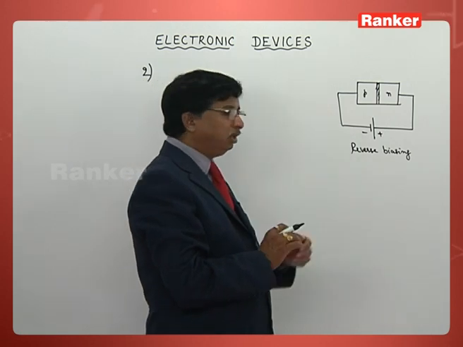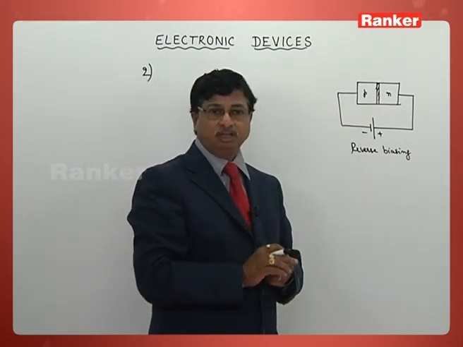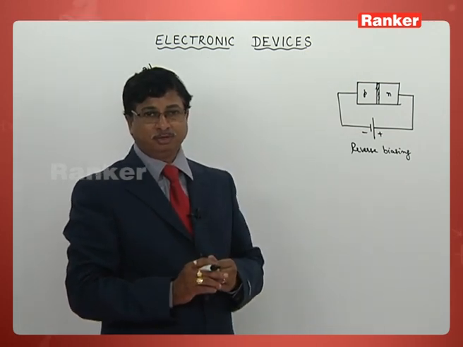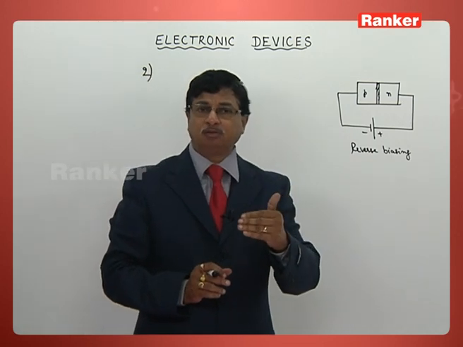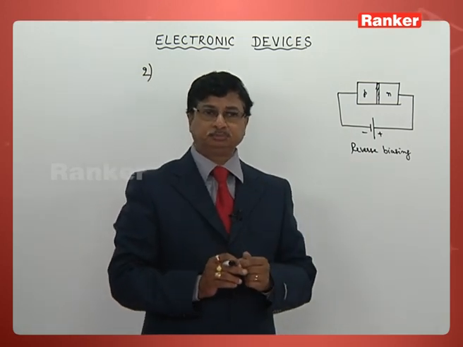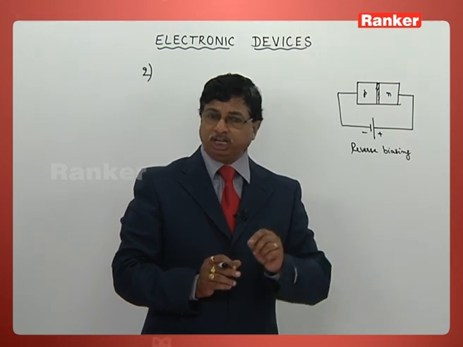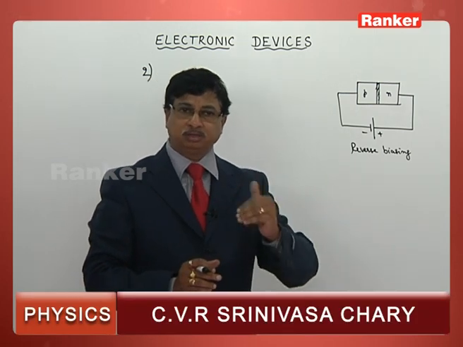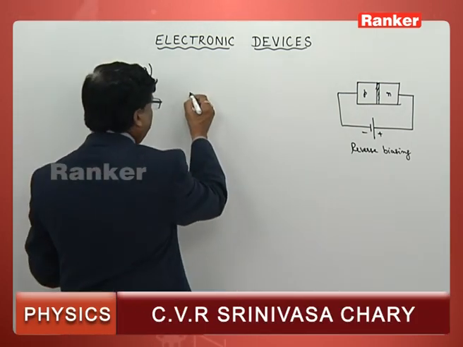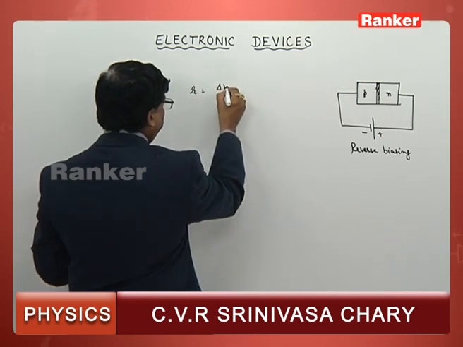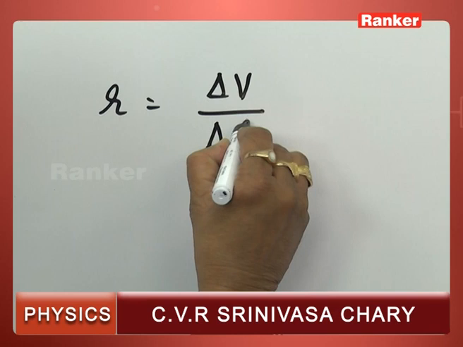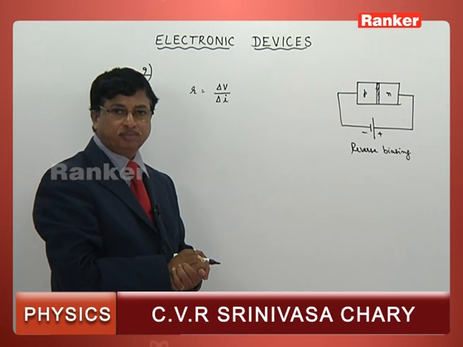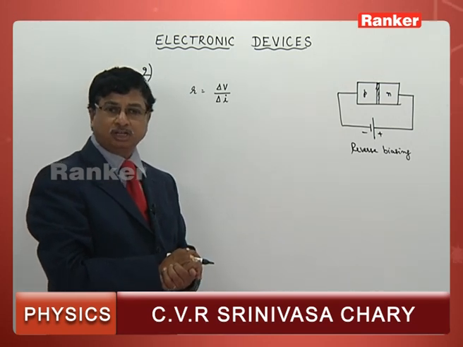Whether it is in forward biasing or in reverse biasing, whenever he asks you the resistance of the junction diode, go by the application of Ohm's law straight away. We know very well V is IR, R is equal to V by I. Now here the resistance can be taken as change in potential difference by change in current, delta V by delta I. That is the equation one has to recollect.